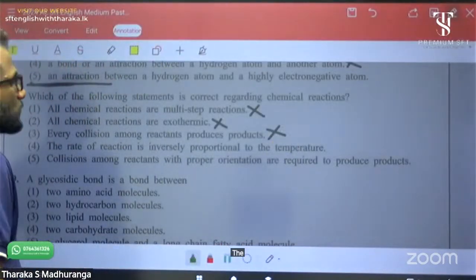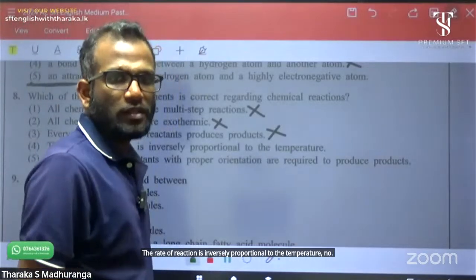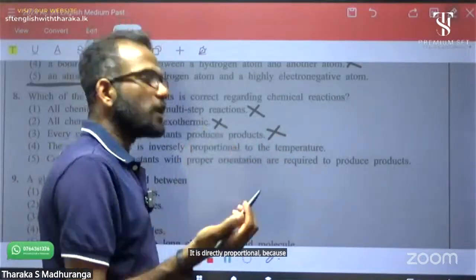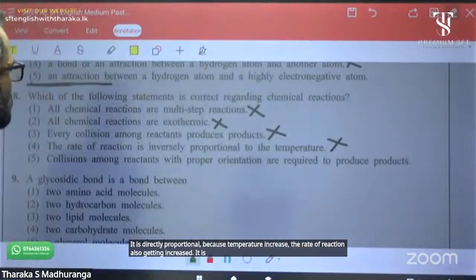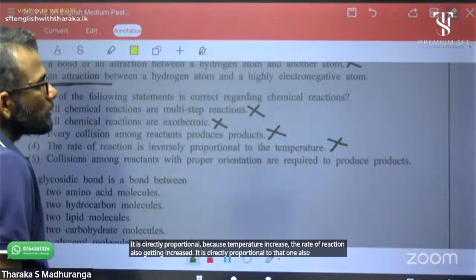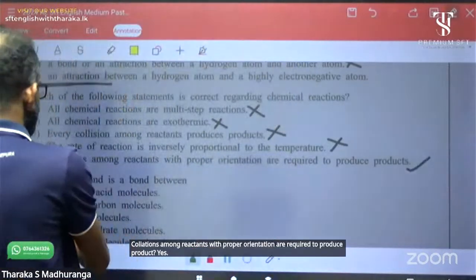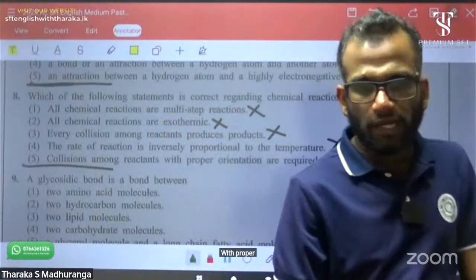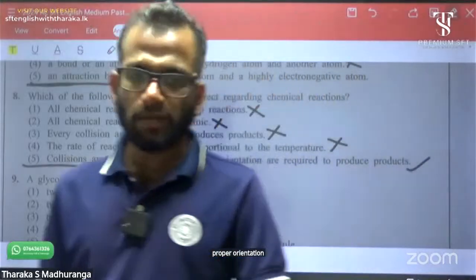The rate of reaction is inversely proportional to the temperature? No. It is directly proportional, because as temperature increases, the rate of reaction also increases. That one is also wrong. Collisions among reactants with proper orientation are required to produce product? Yes, that's correct. Collision must be with proper orientation. Then it produces product.